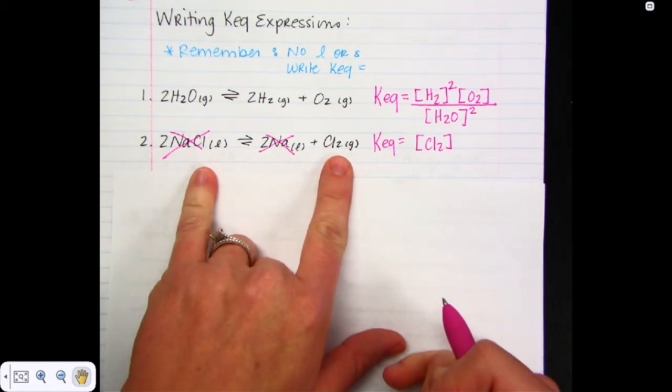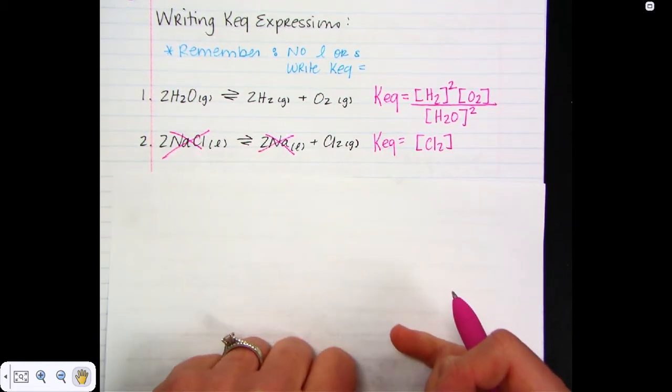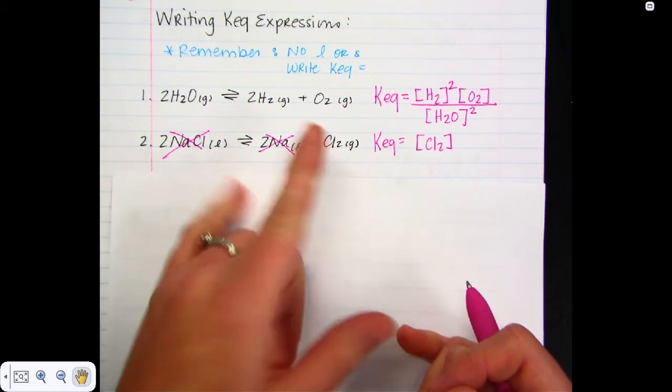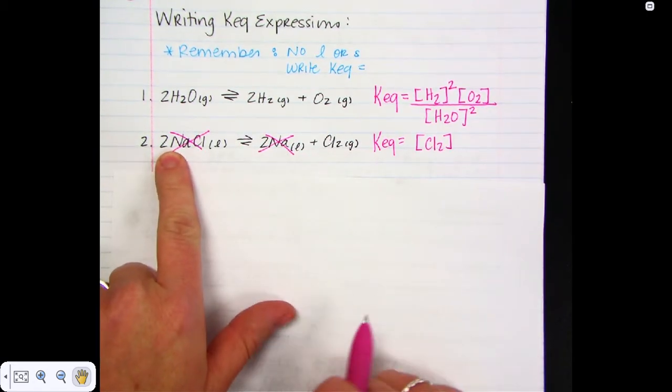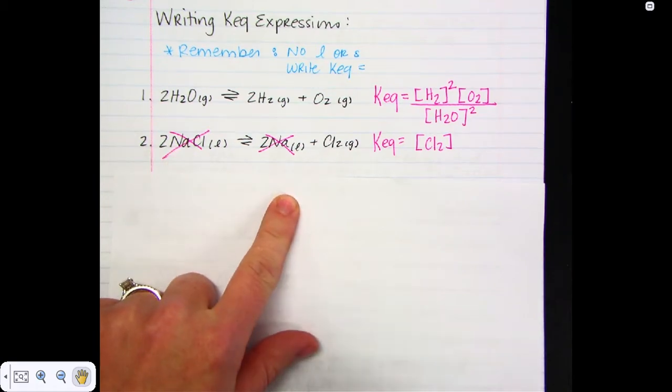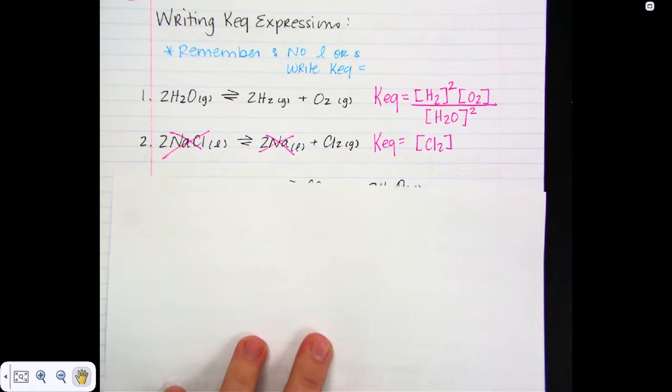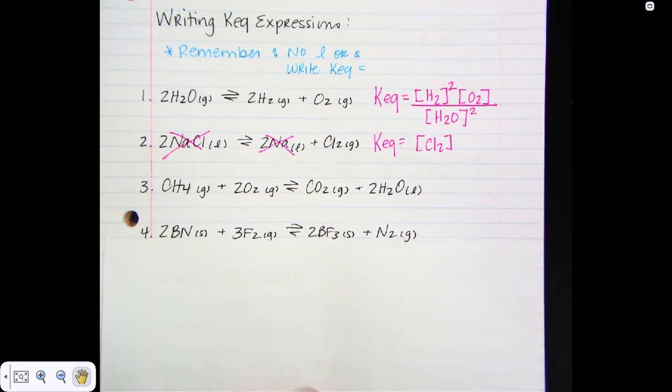Now, if this was reversed just for conversation, then what would I need to have? If this is reversed and my Cl2 is now a reactant, my Keq would be 1 over the concentration of Cl2. All right. Next one.